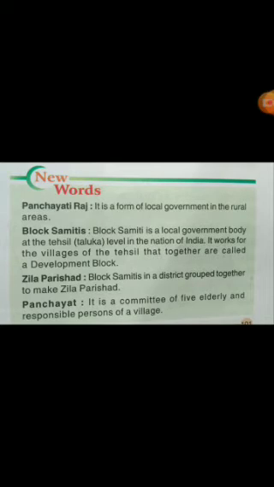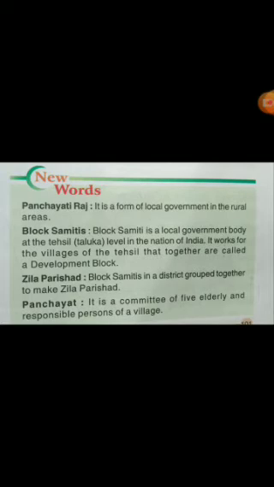The next point is the significance of Panchayati Raj. After discussing the village panchayats, block samitis and Zilla Parishads, we can well appreciate the significance of Panchayati Raj. The following points are noteworthy. There are 5 points given in our textbook about the significance, or we can say the importance, of Panchayati Raj.